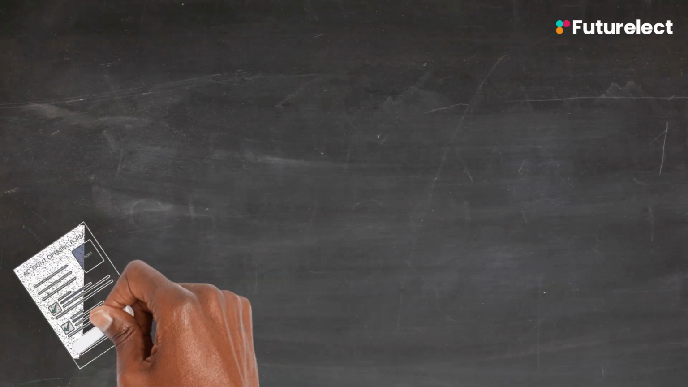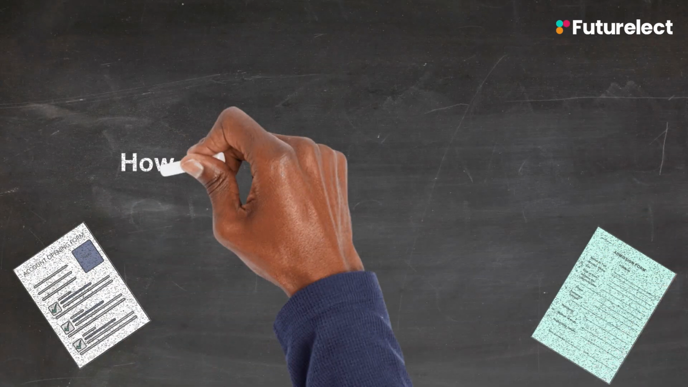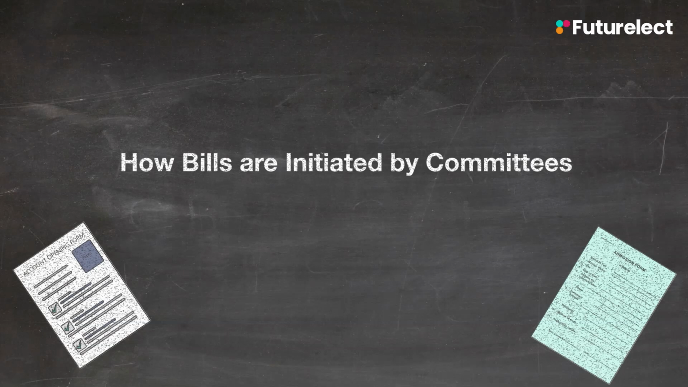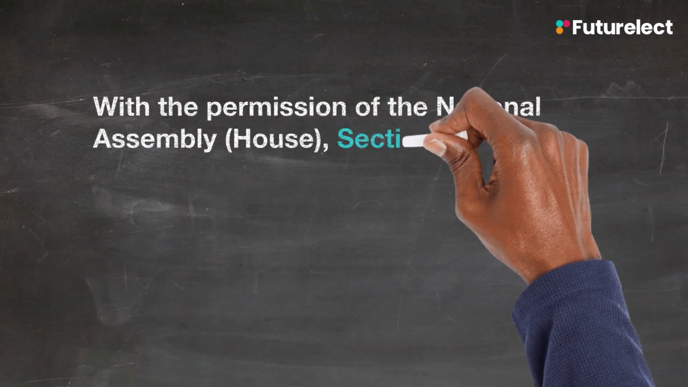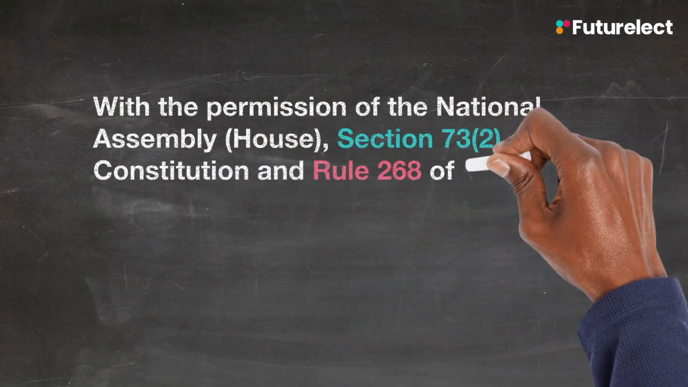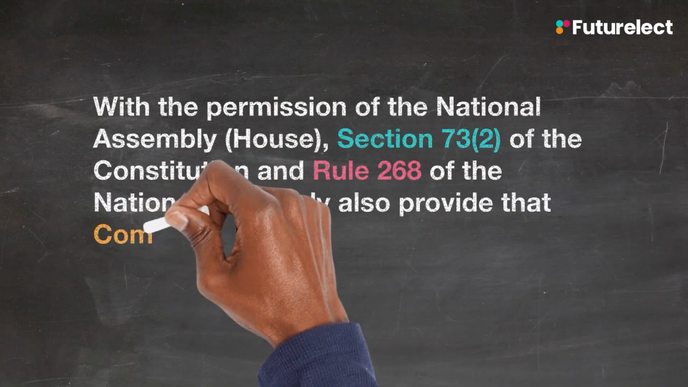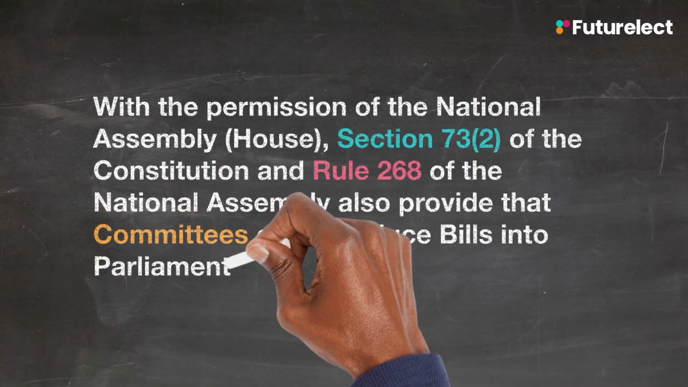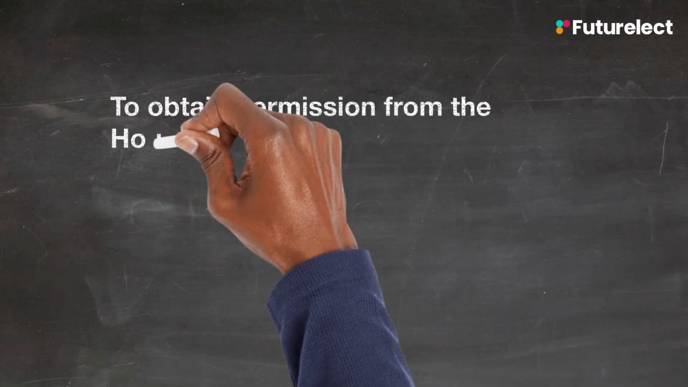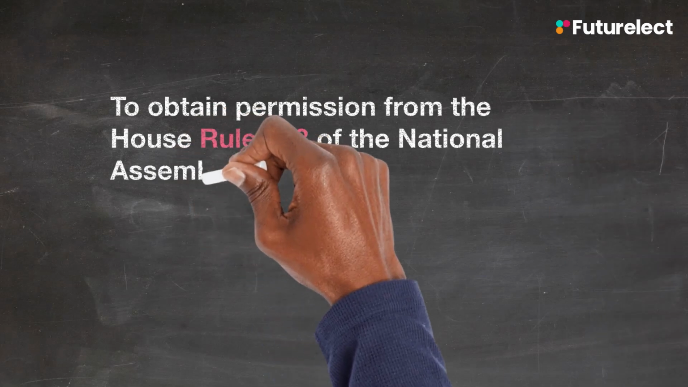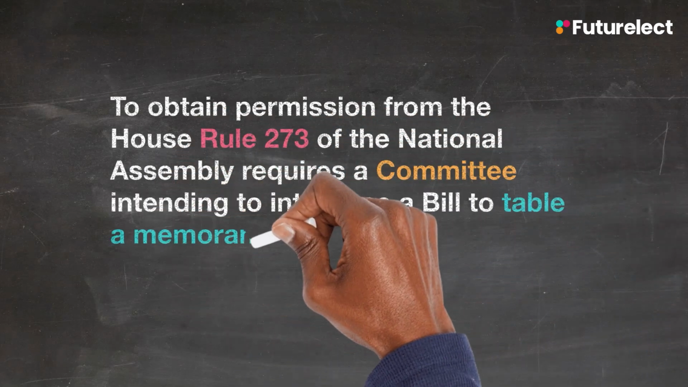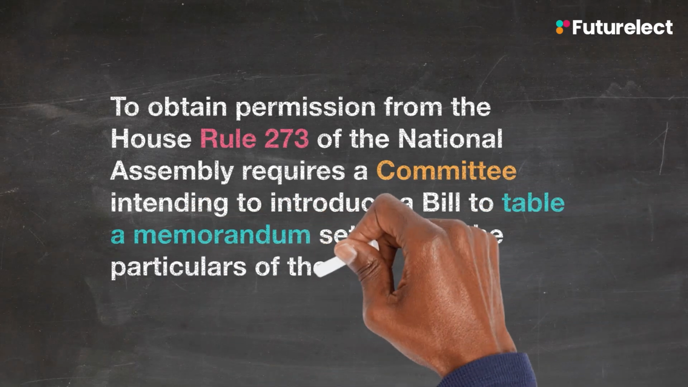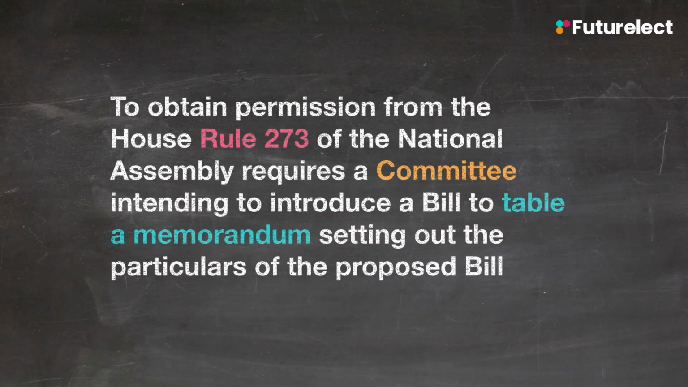So, we've discussed how MPs and ministers introduced bills. How about committees? With the permission of the National Assembly, Section 73 of the Constitution and Rule 268 of the National Assembly also provide that committees can introduce bills into Parliament. To obtain permission from the House, Rule 273 of the National Assembly requires a committee intending to introduce a bill to table a memorandum setting out the particulars of the proposed law.